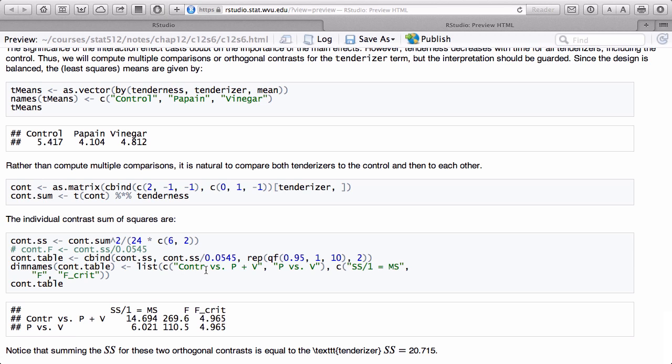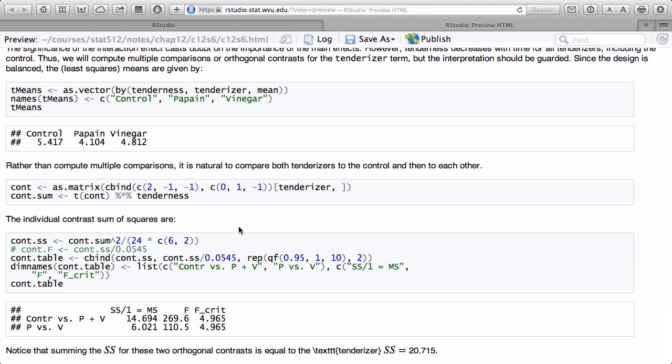Now, what I'm saying is that the two contrasts are 2, -1, -1, and then 0, 1, and -1. If I take the inner product of that, what is it? It's 0. So therefore, we have orthogonal contrasts to do this.